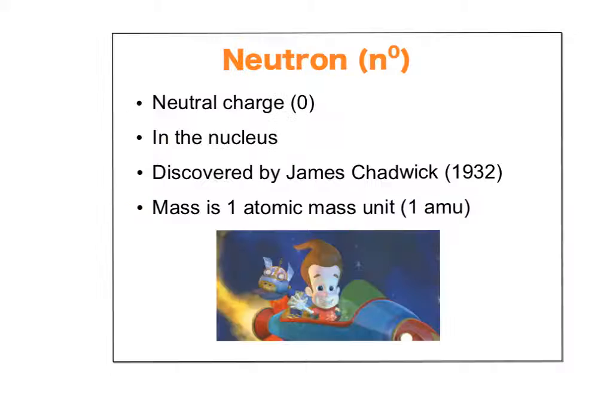And the last subatomic particle is the neutron. I abbreviate it N with this little exponent of 0 because it has no charge. It is neutral. It is located in the nucleus. James Chadwick made the discovery, I believe it was actually in the 30s, 1932. That's my typo. Sorry about that. And the mass is 1 AMU, 1 atomic mass unit.